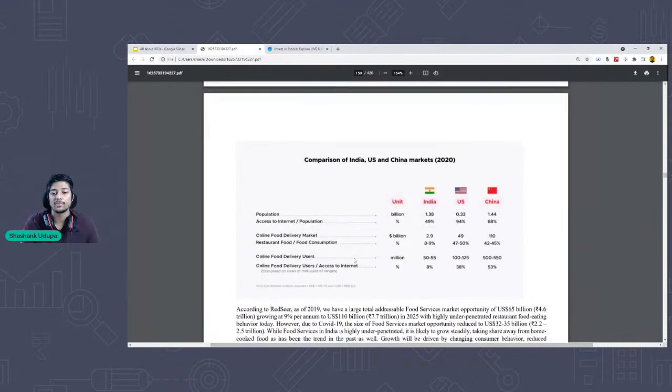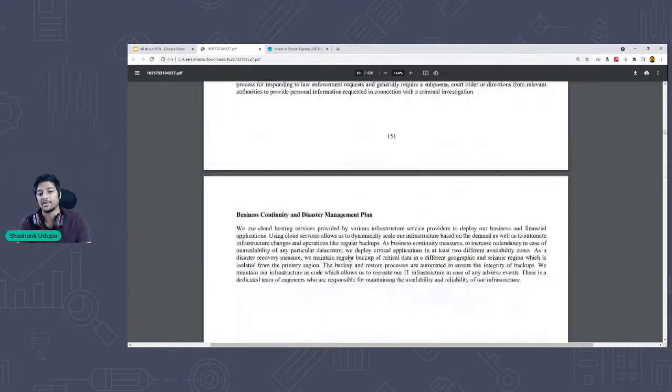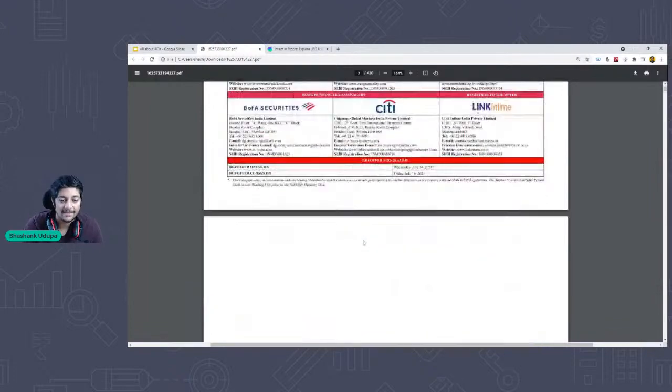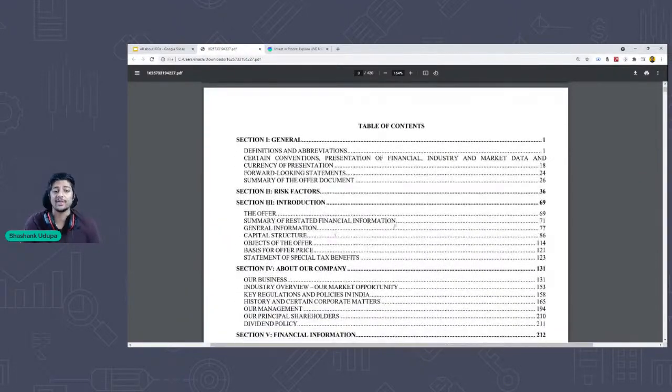So Zomato has scope to grow. So this is what that talks about from an industry perspective, right? Now, what have we all seen? We have seen the offer document. We understood what Zomato is doing. We have seen risk factors. What are the risks associated with this IPO? We saw what their business is. We saw what the industry is.